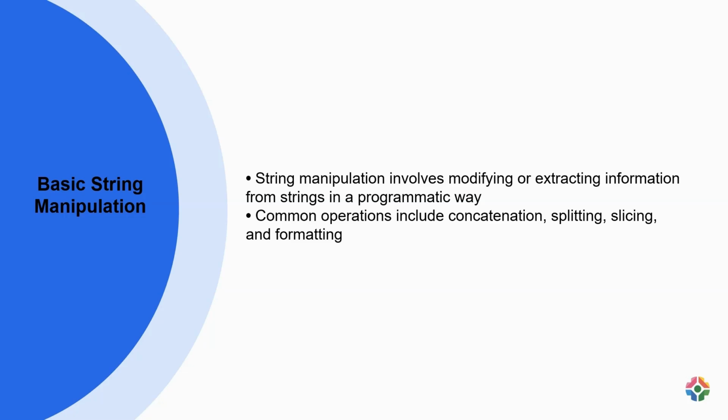For instance, a software application may combine a user's first name and last name using concatenation to display a complete name. Another example is splitting a sentence into individual words to perform further analysis or formatting data to adhere to a specific layout required for a report generator. Such operations are fundamental in programming to efficiently manipulate textual data.